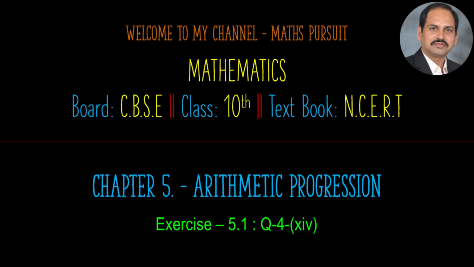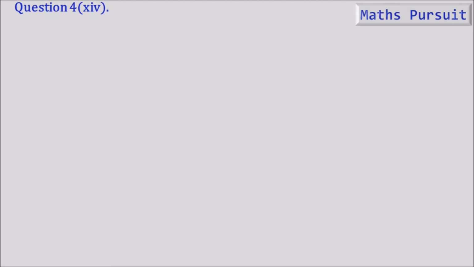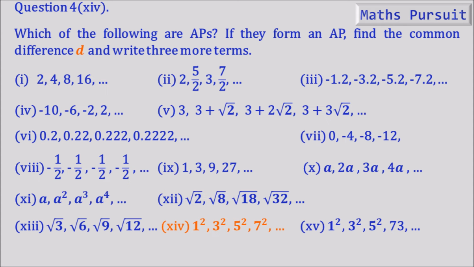Today we are going to look into exercise 5.1 question 4 bit 14 from chapter 5 called arithmetic progression. So let's see what exactly we have in question number 4 bit 14. Moving to the question, it is given: which of the following are APs? If they form an AP, find the common difference D and write 3 more terms. The given number sequence is 1 to the power 2, 3 to the power 2, 5 to the power 2, 7 to the power 2 and so on. So let's see how we can solve this question.